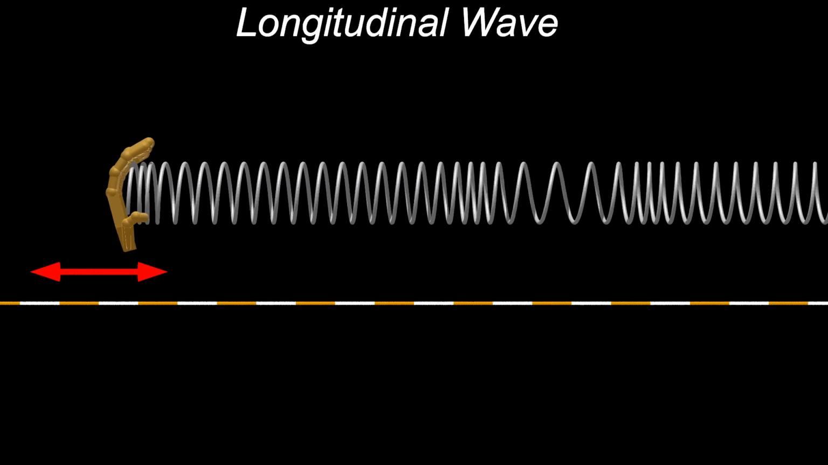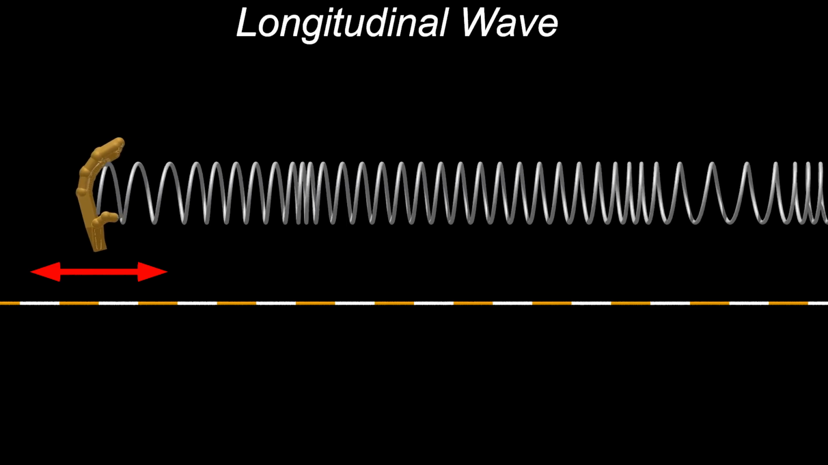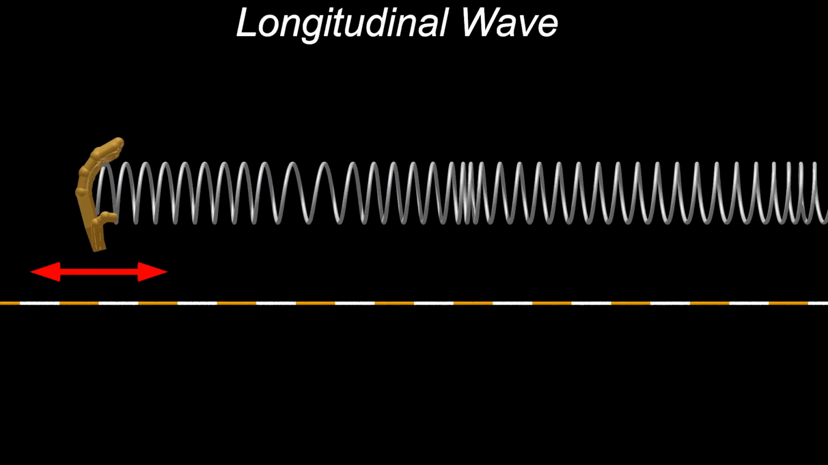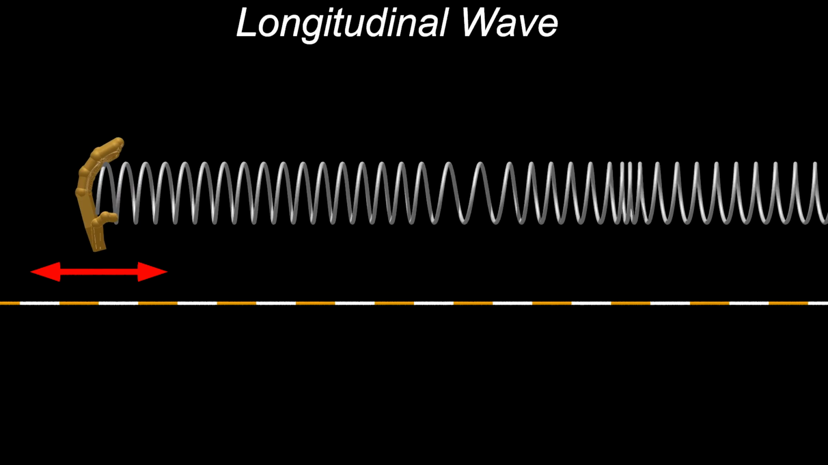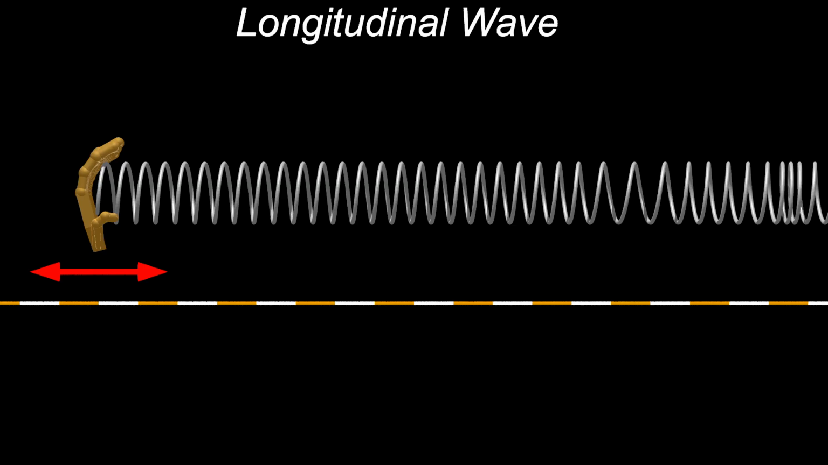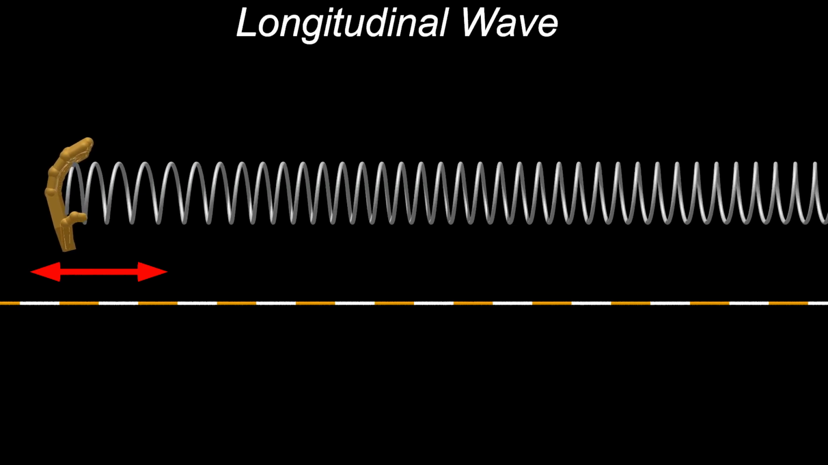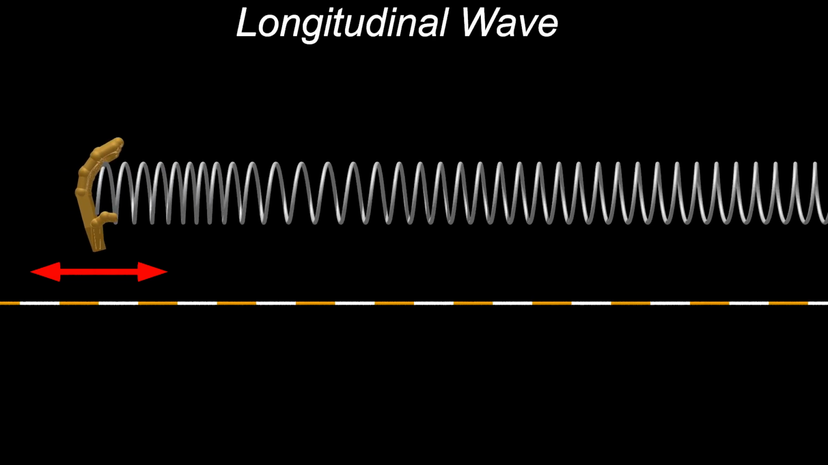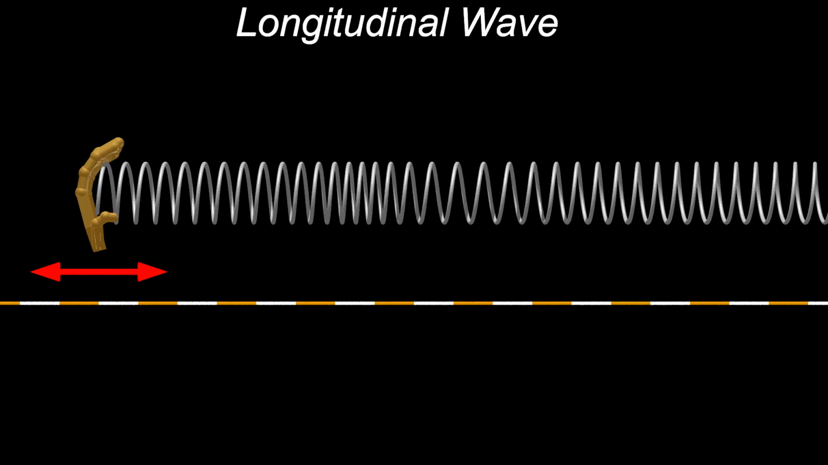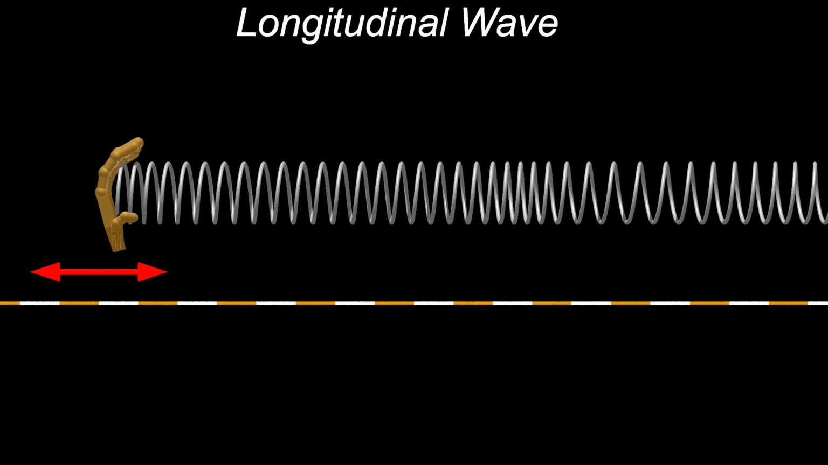Each individual coil moves back and forth horizontally about its equilibrium position, but does not move along the length of the spring. This type of motion is called a longitudinal wave, or a compression wave. In a longitudinal wave, the disturbance occurs along the same direction as the wave's velocity.